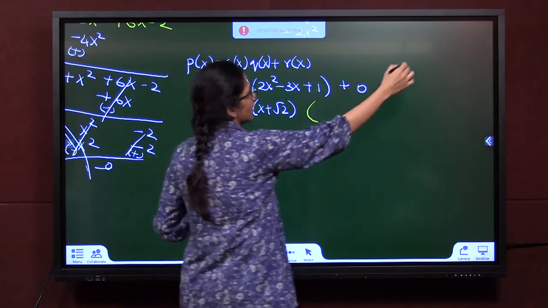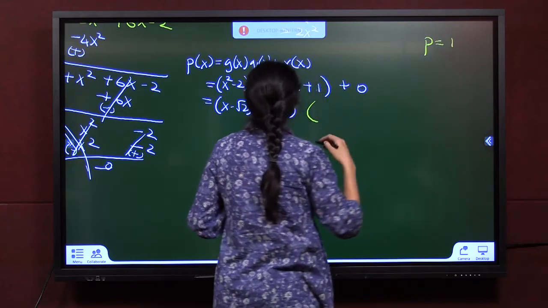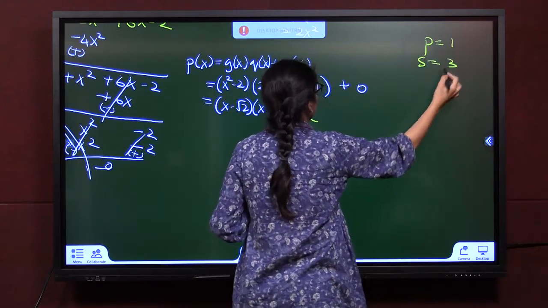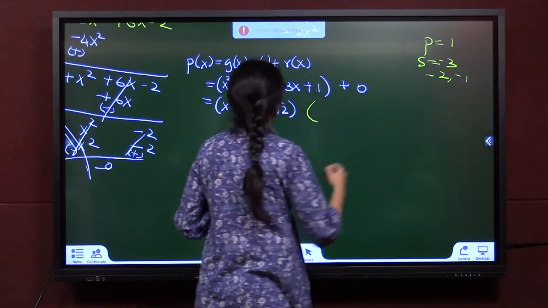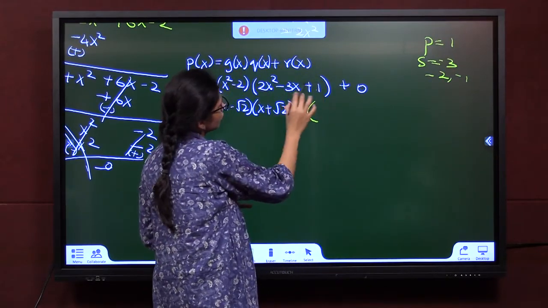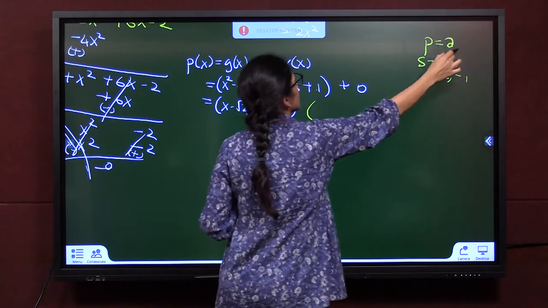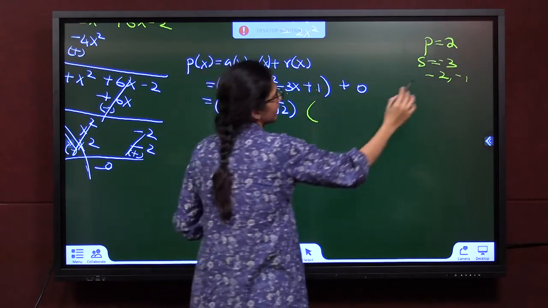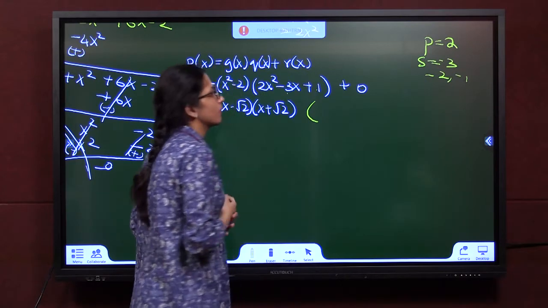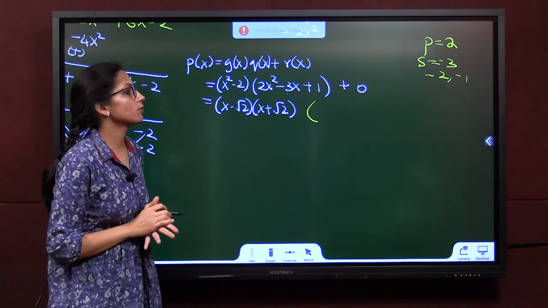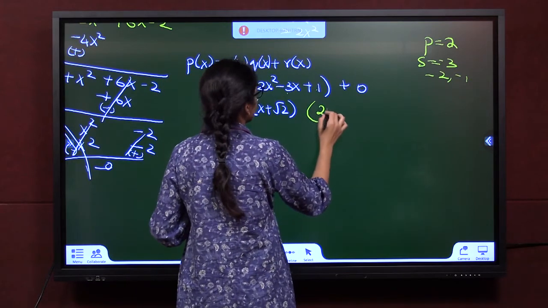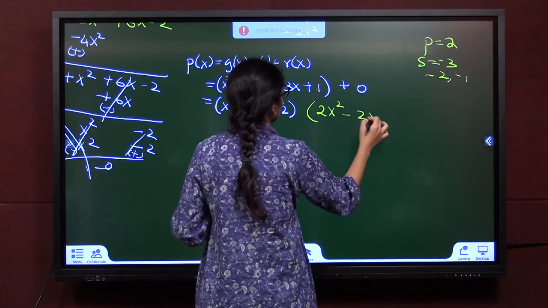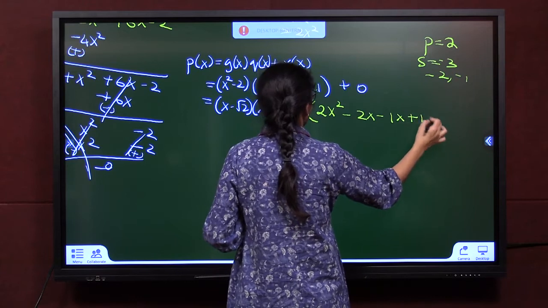2 into 1, product is 2. Sum is minus 3. So how do we get that? Minus 2 minus 1. Is it possible? Product is 2 into 1, 2. Sum is the middle term, minus 3. Minus 2 into minus 1 gives 2. Minus 2 minus 1 gives minus 3. So this is satisfied. So it becomes 2x square minus 2x minus 1x plus 1.